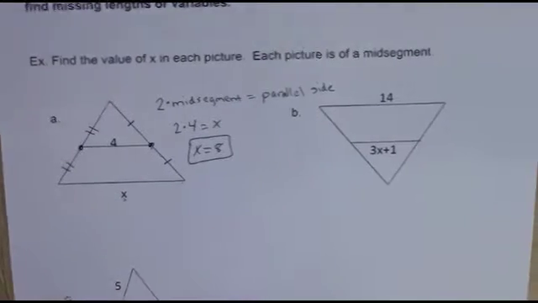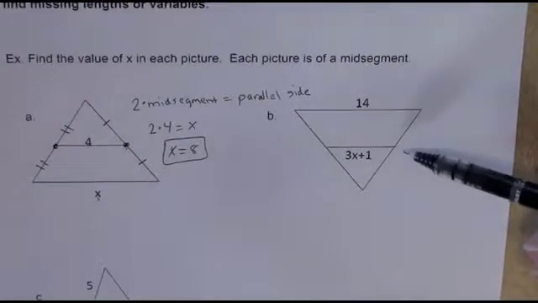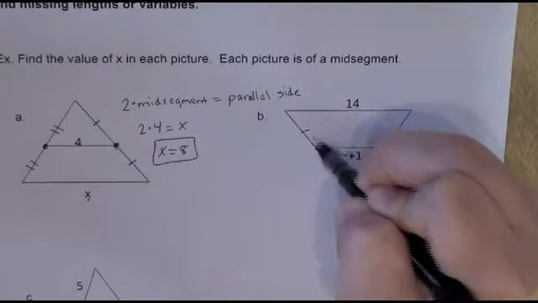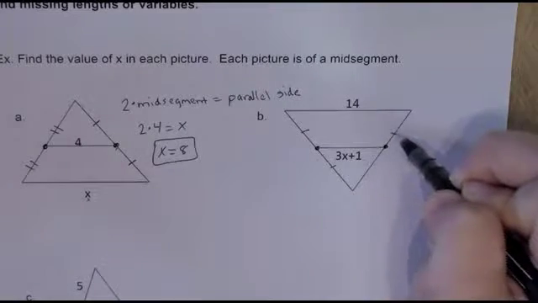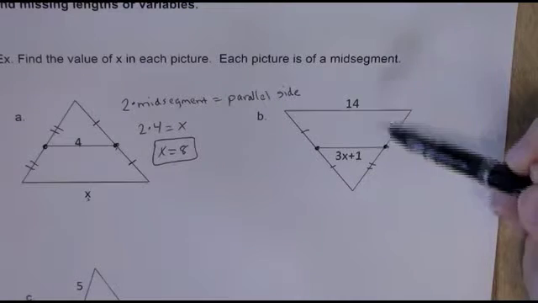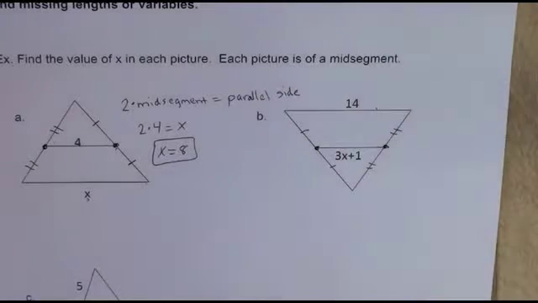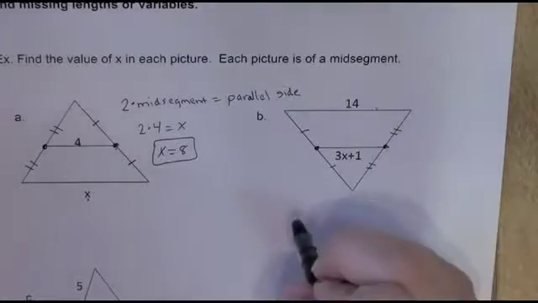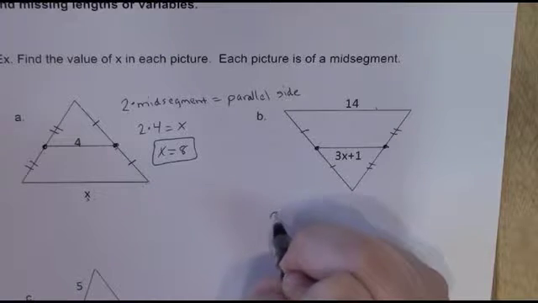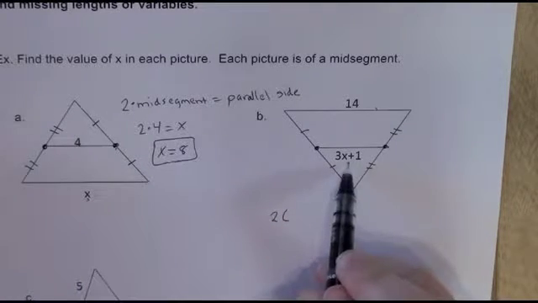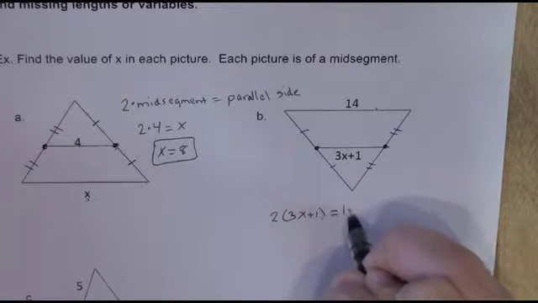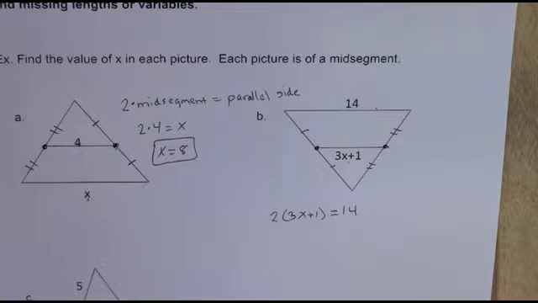Now we can use a very similar method in part B. We have a midsegment, which means we have congruent pieces on the left, congruent pieces on the right. The midsegment length is 3x plus 1. The parallel side is 14. Again, 2 times the midsegment is equal to the parallel side. So we take 2 times the midsegment, 3x plus 1, and we'll equal it to the parallel side, 14.